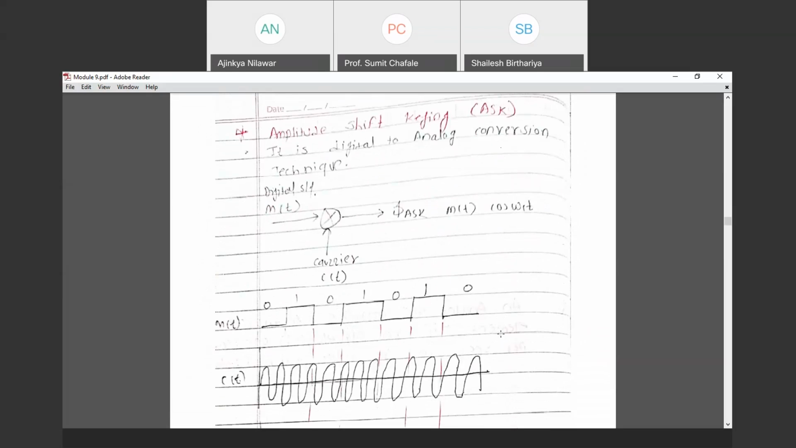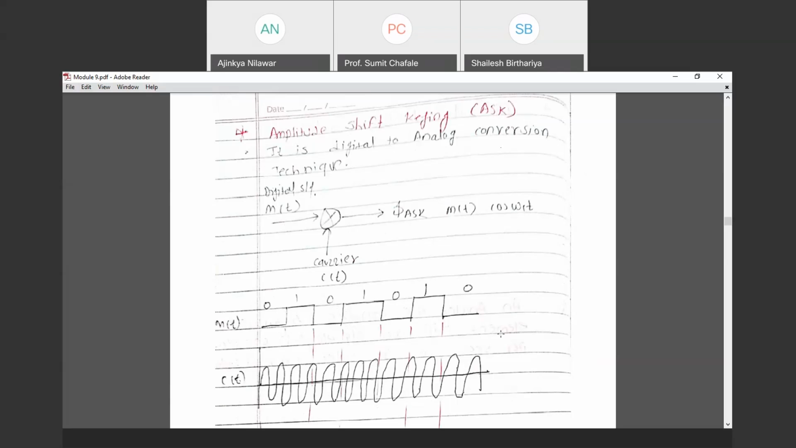Then, as I already mentioned, there are three attributes which we can play with in the signal: amplitude, frequency, and phase. According to that, the shift keying techniques are amplitude shift keying, frequency shift keying, and phase shift keying.